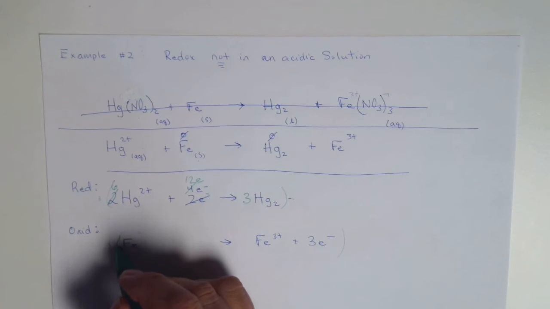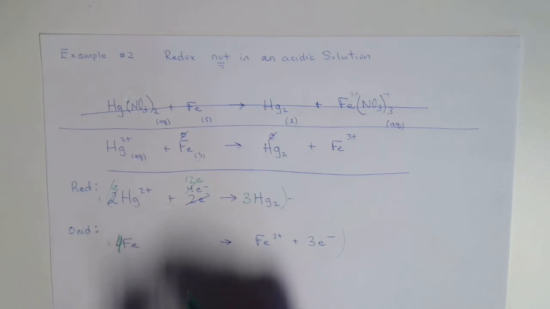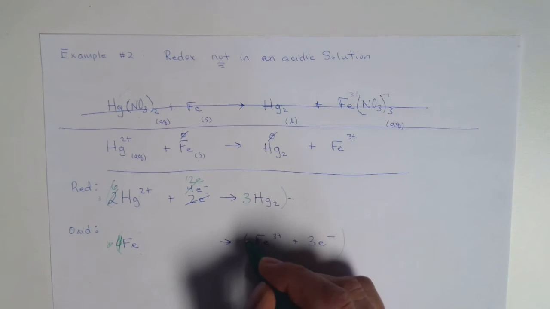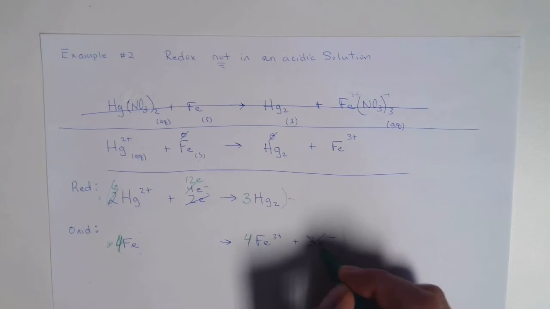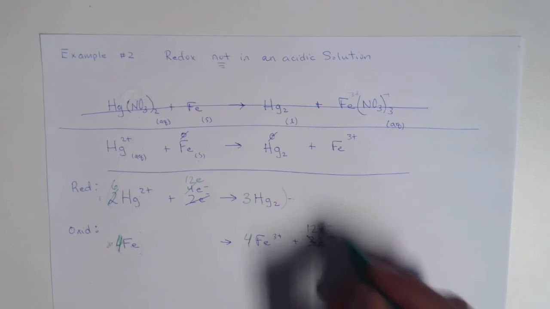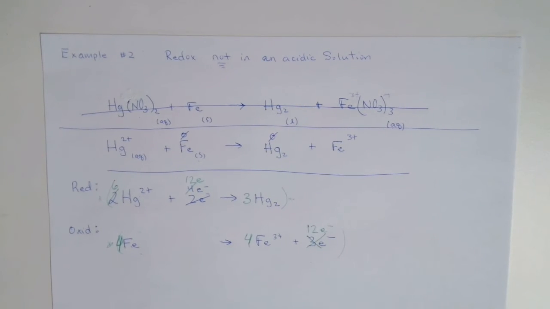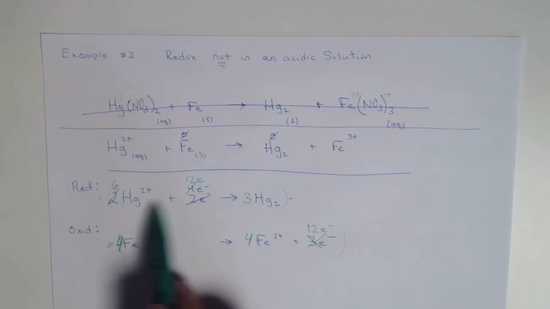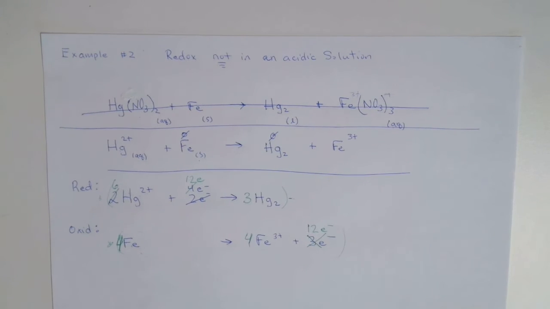So this is going to be 4. This is going to be 4. And then this is going to turn to 12. All right, so the green is me balancing between the 2 half reactions. The blue is balancing within that first half reaction. So kind of an important step to look at.